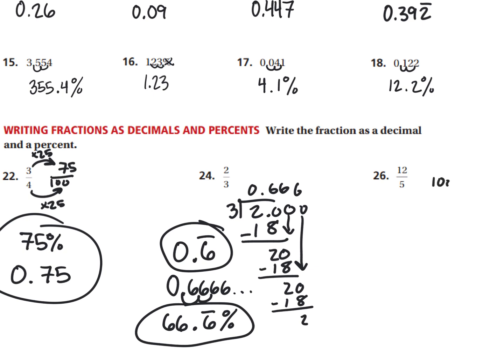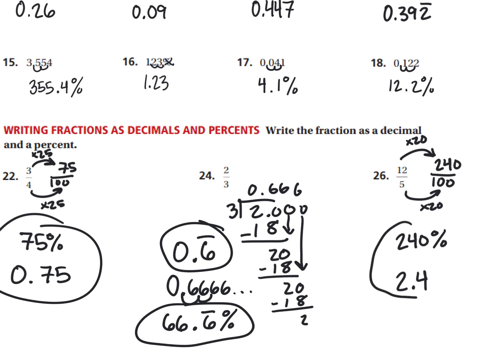26, this is a nice way to get to 100. 5 times 20 gets me there. So on top, I'm going to do 12 times 20. 12 times 20 ends up being 240. Again, with a fraction as 100 on the bottom, my numerator becomes my percentage. To make this a decimal, I get rid of the percent sign, move 2 spaces to the left, and I get a decimal of 2.4.